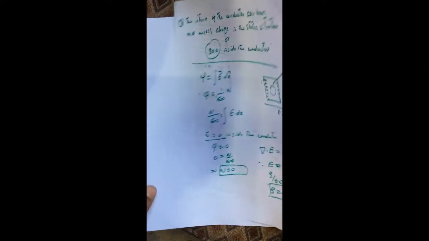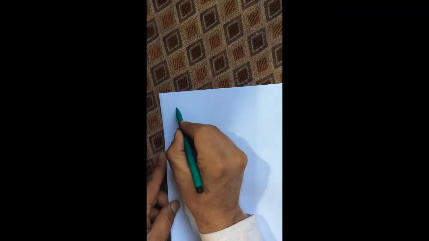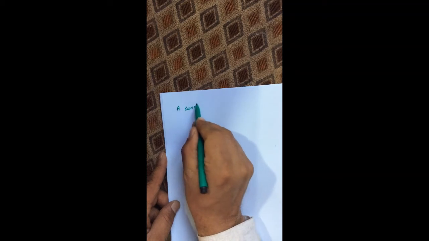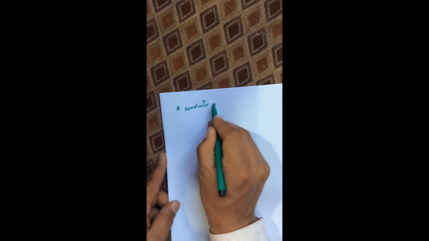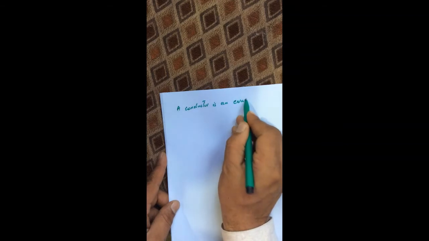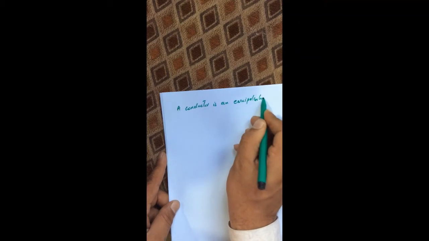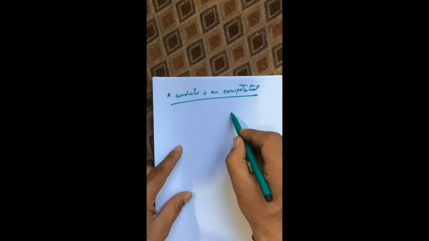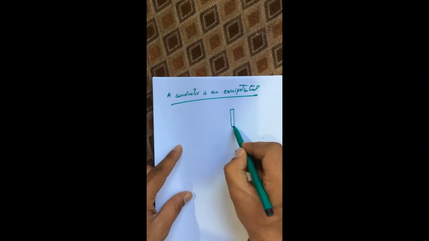Next we will move towards the fourth property, which is that a conductor is an equipotential. What is equipotential? First I will define that one. Suppose we have a point charge here, or, let's suppose, a line of charge here. Let's suppose this is the line charge.